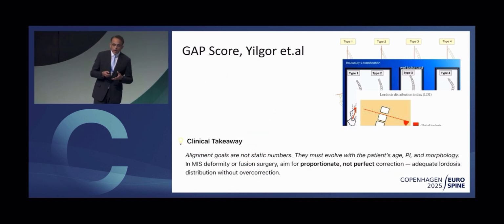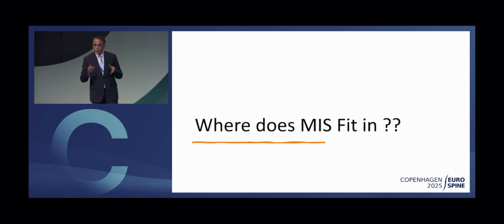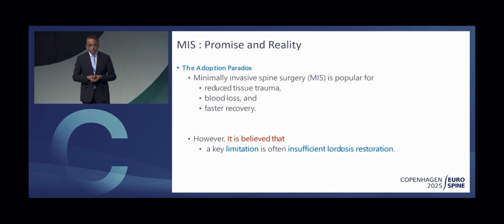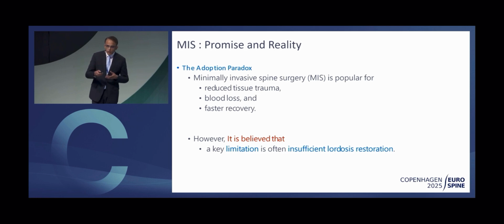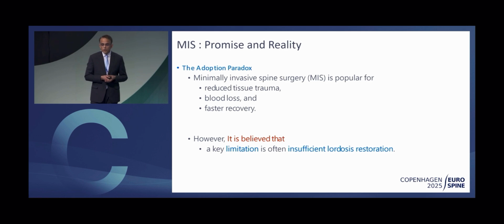So alignment goals are not a static number, but must evolve with the patient's age, PI and morphology. You have to compositely plan how to achieve this deformity correction. Now with this background, where does minimally invasive surgery fit in? The paradox is that minimally invasive surgery was popular for its ability to reduce tissue trauma, reduce blood loss and give faster recovery. However, it is generally believed that the key limitation of these MIS procedures is insufficient lordosis restoration.